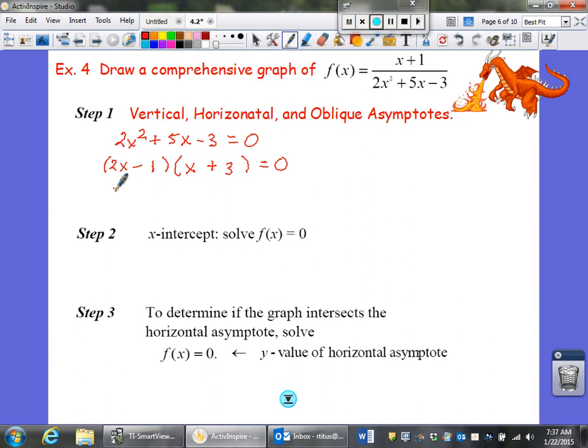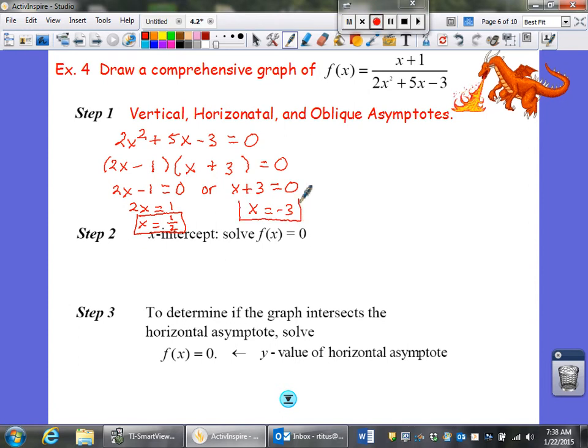When we set each of these factors equal to 0, this one turns out to be 2x equals 1 and x equals 1/2. Okay, there's one of the vertical asymptotes right there. Or we have the other factor, which is x plus 3, which is equal to 0, and this one turns out to be negative 3. Now, those are your verticals.